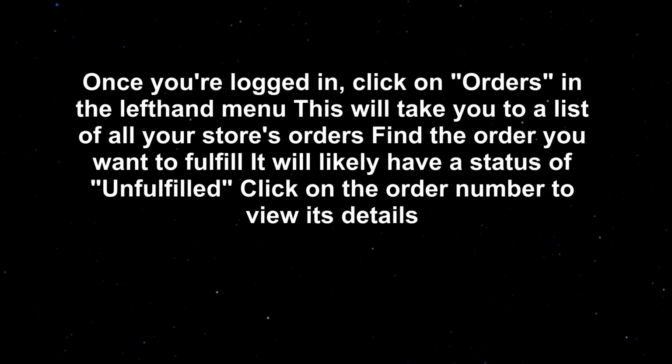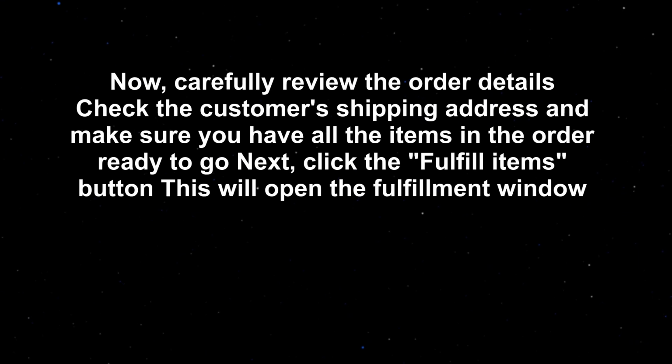First, log into your Shopify admin panel. Once you're logged in, click on Orders in the left-hand menu. This will take you to a list of all your store's orders. Find the order you want to fulfill. It will likely have a status of unfulfilled. Click on the order number to view its details. Now, carefully review the order details. Check the customer's shipping address and make sure you have all the items in the order ready to go.